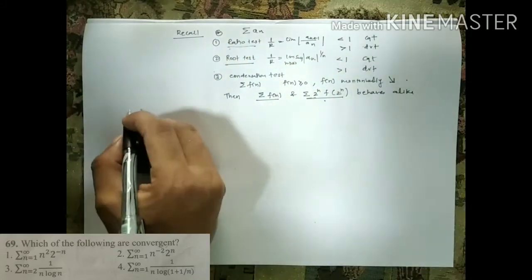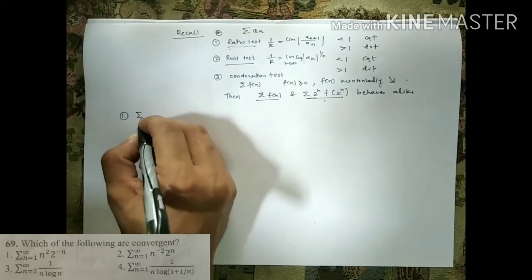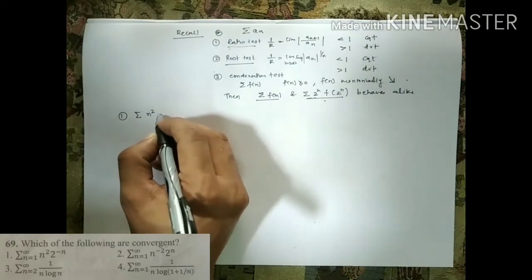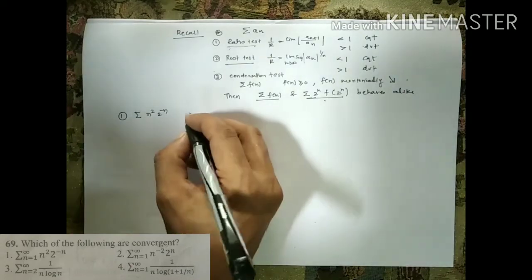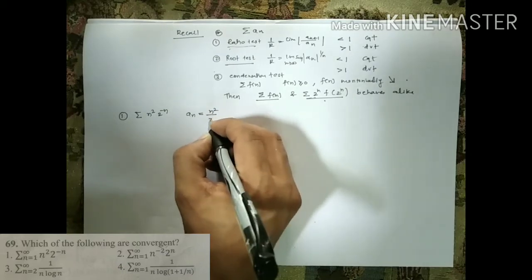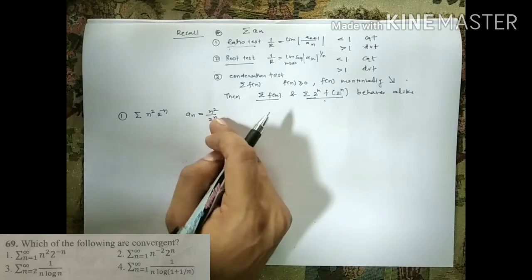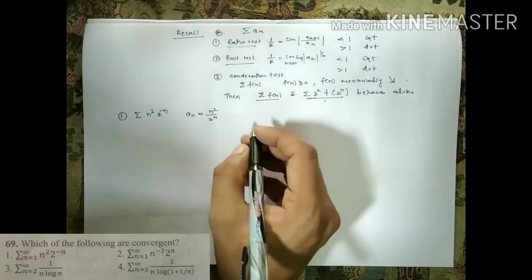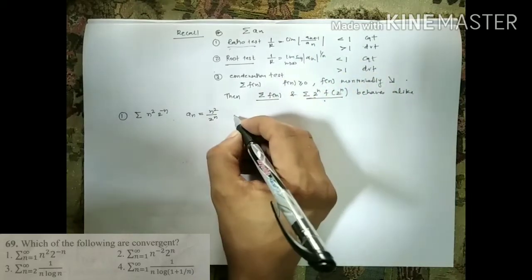So what does the first option say? The first option says, whether this series n square 2 raised to minus n is convergent or divergent. What is a_n in this case? a_n is n square divided by 2 raised to n, since this 2 raised to minus n goes into the denominator and becomes 2 raised to n. So this is my a_n. Now let's try to use the ratio test.